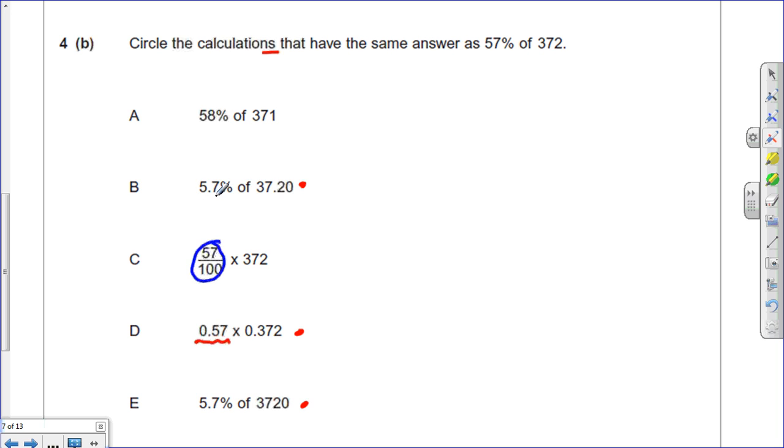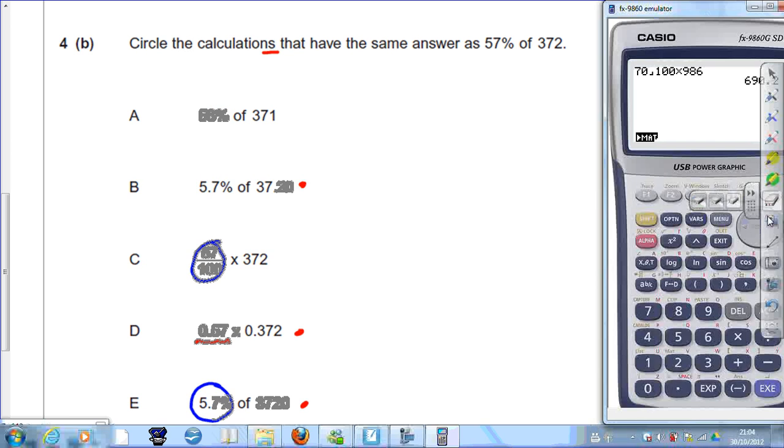But how would you do it in the exam? If I was you, I would work out on my calculator 57%, so it's 57 over 100 times 372, convert it to a decimal, so it's 212.04. I would do that first, and then I'd work out what each of these came to. Right, so the 2 were 57 over 100 times 372, because 57% is 57 over 100.